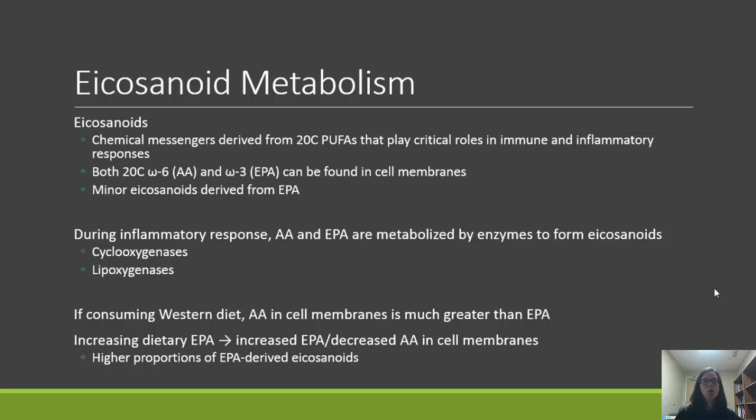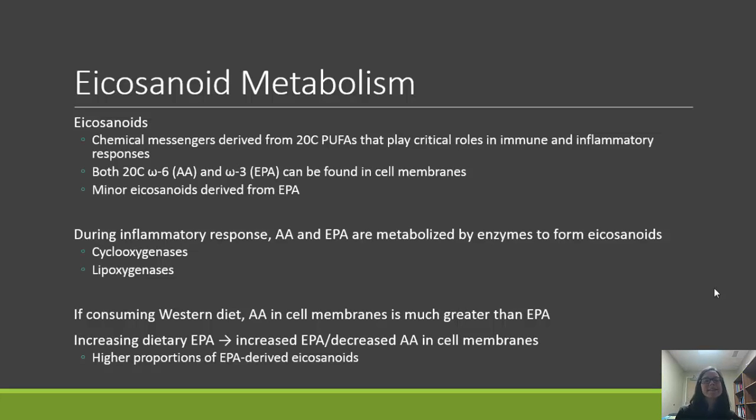Okay, so the principal eicosanoids of biological significance in humans are derived from 20 carbon fatty acids, and these play a critical role in immune and inflammatory responses. Both the 20 carbon omega-6, which is arachidonic acid, and the 20 carbon omega-3, which is EPA, can be found in cell membranes.